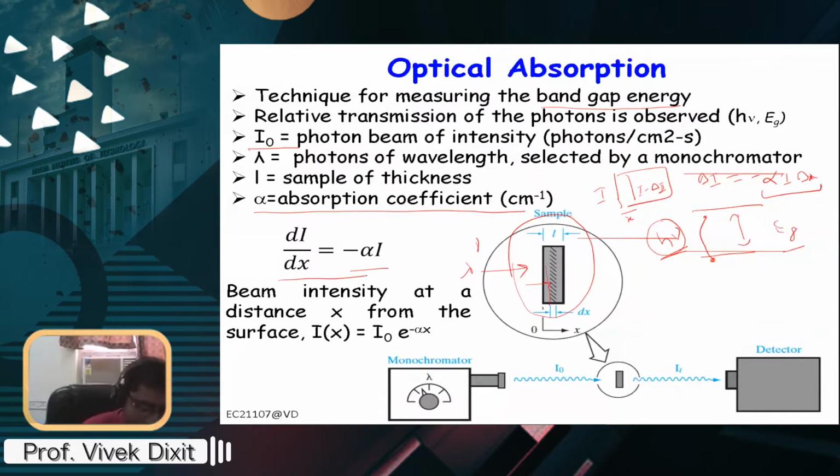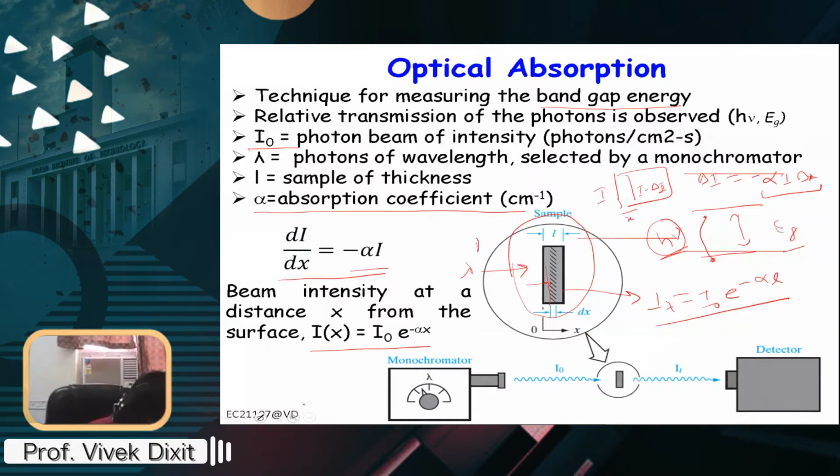So you can write dI by dx is minus alpha times I. Now if you integrate it from 0 to any length L or any length x, you can write I will be I naught e to the power minus alpha x. So if the length is L, then the transmitted intensity will be I naught e to the power minus alpha times L. And that intensity is detected by the detector.